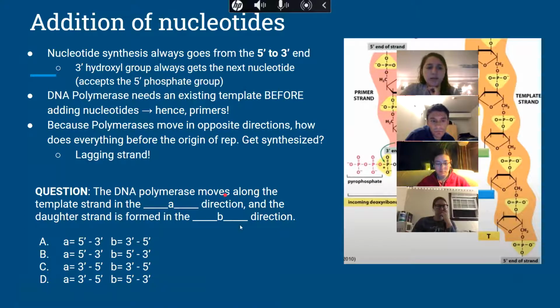So a quick question that we have is, the DNA polymerase moves along the template strand in the blank direction, and the daughter strand is formed in the blank direction. So what do you guys think? Again, you could drop it in the chat, or you could say it out loud. I understand that this one might take a little bit to think about, so take your time.